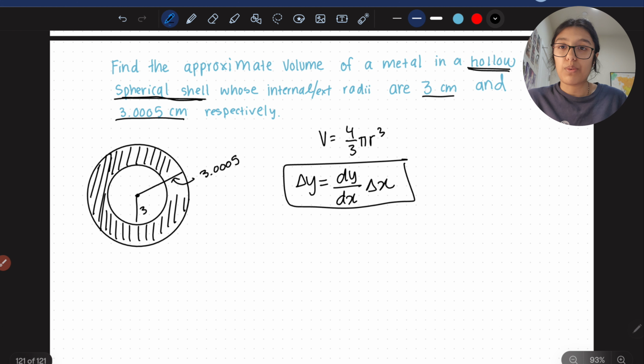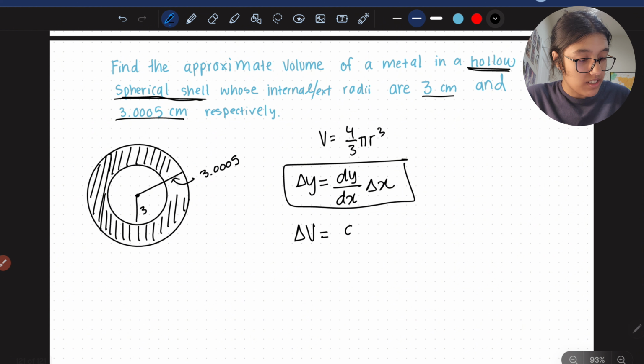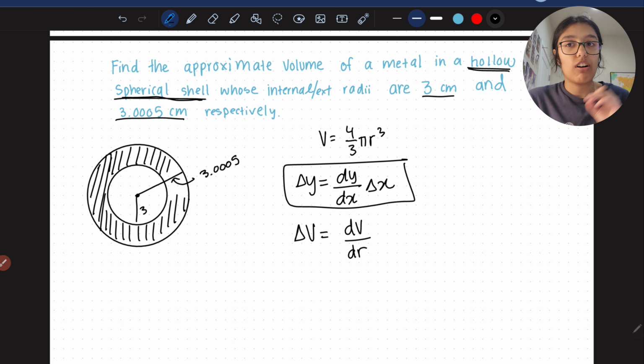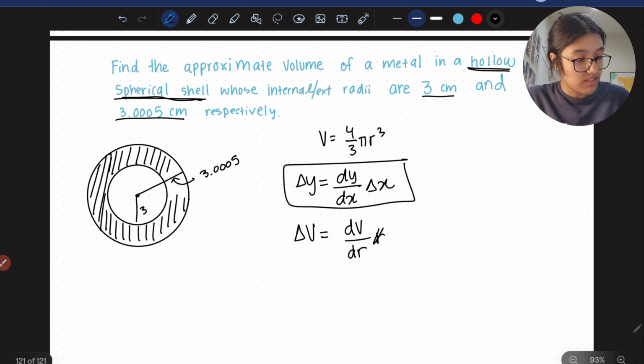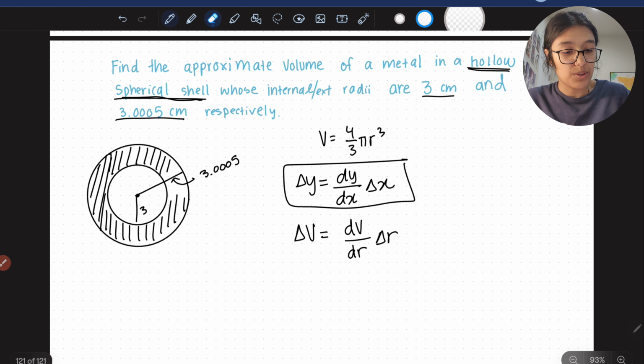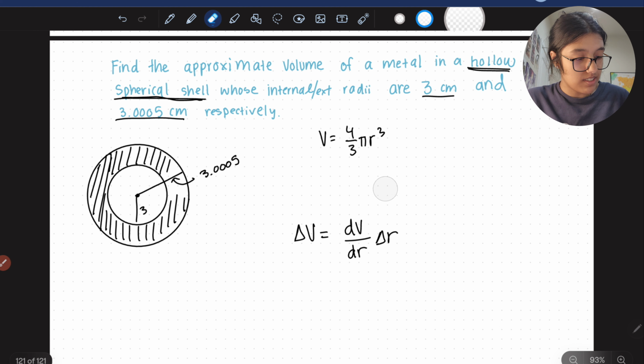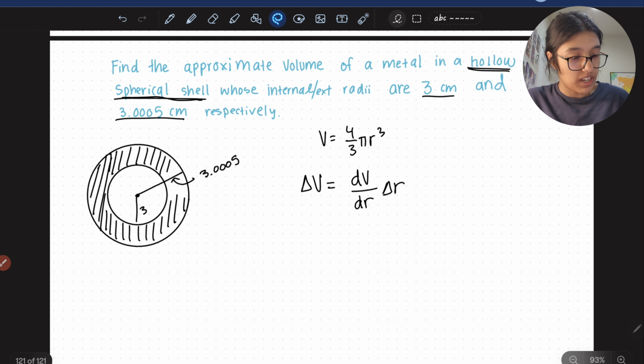In this case, delta y, which is the dependent variable, is volume. Volume is dependent on the radius. So we're going to say delta V is equal to dV over dr times delta r, because x is the independent variable and r is also the independent variable. That makes a bit more sense in the context of this situation. This question has volume and radius, not x and y. So we could just erase this equation, and this is going to be our main equation.